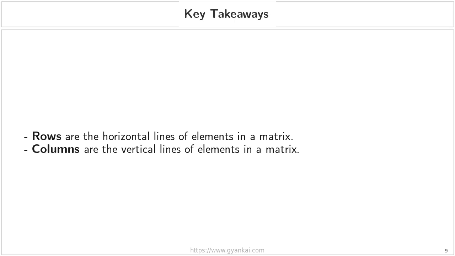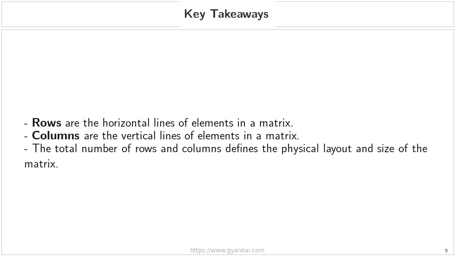Key takeaways. To conclude our lesson on this topic, let us review the key takeaways to ensure everything is clear. First, remember that rows are the horizontal lines of elements within a matrix. As we discussed earlier, you can think of these as the horizon or the rows of seats in a cinema. Similarly, columns are the vertical lines of elements. Just keep in mind the analogy of the architectural pillars that stand upright to support a building.